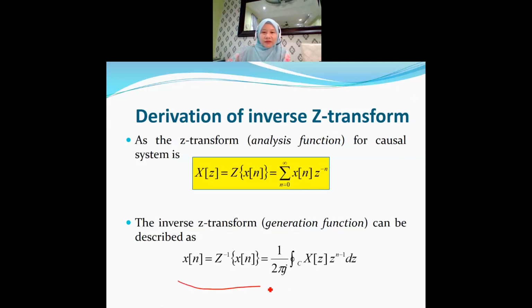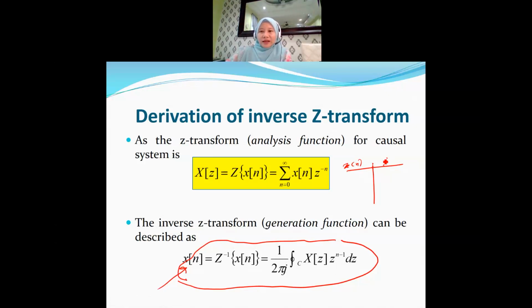The inverse Z transform can be described as this one. This is for the inverse Z transform, to find the discrete time signal. So in the time domain it is x(n), and in the Z domain it is X(z). To change from x(n) to X(z), we use the Z transform equation. If you have X(z) and want to find x(n), use the inverse Z transform. If you have x(n) and you want to find the Z transform, use the Z transform equation.